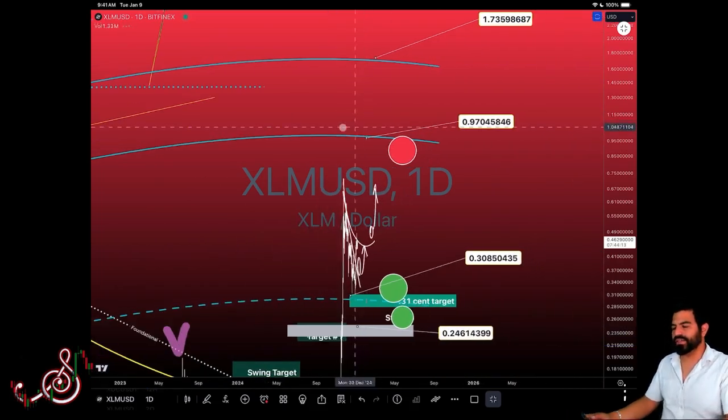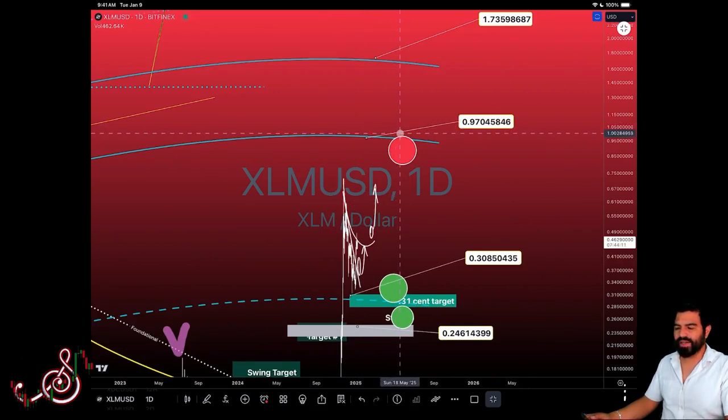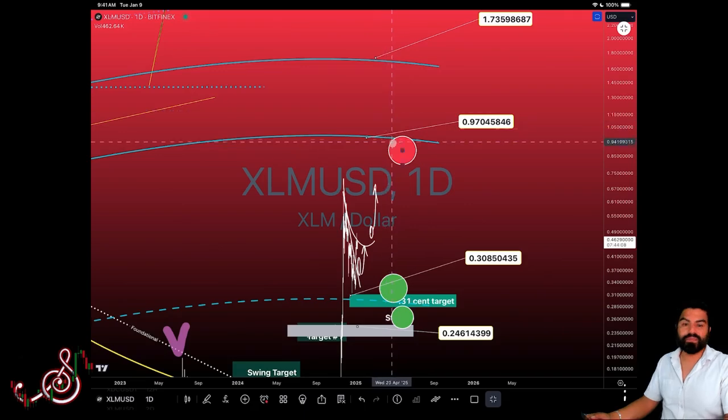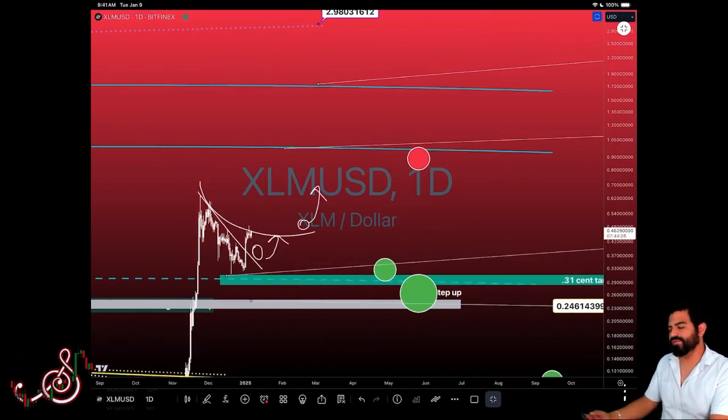So somewhere still in where the parabolic starts to level off, somewhere around $1. Somewhere in that range might be what we're expecting as well. I don't have 50 cents.